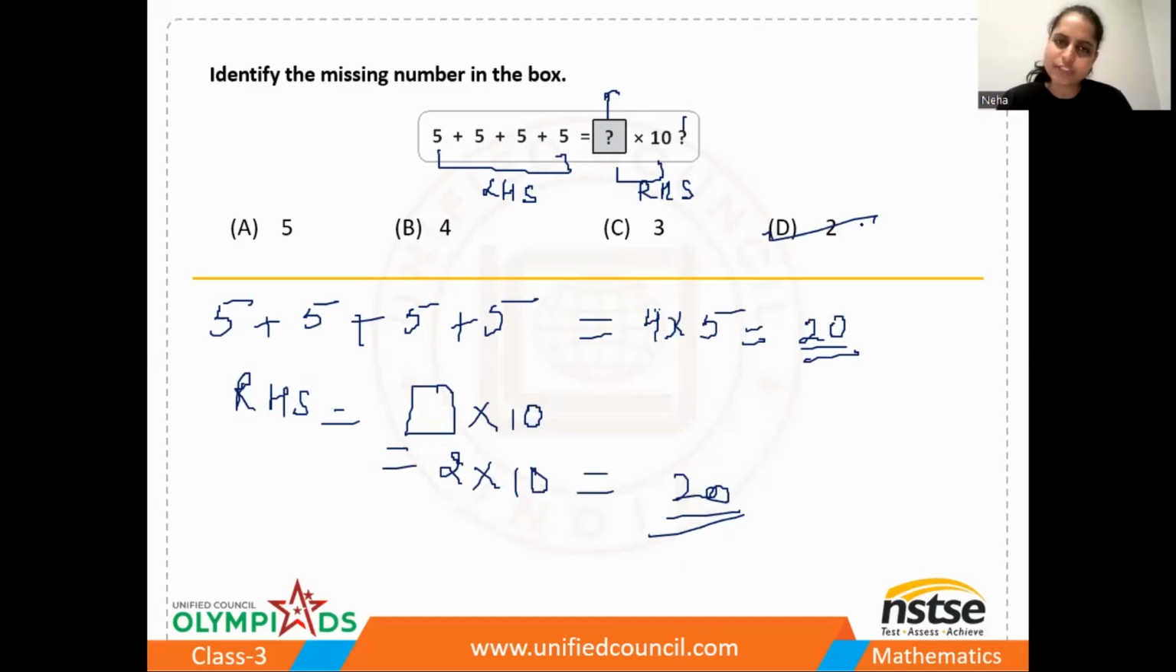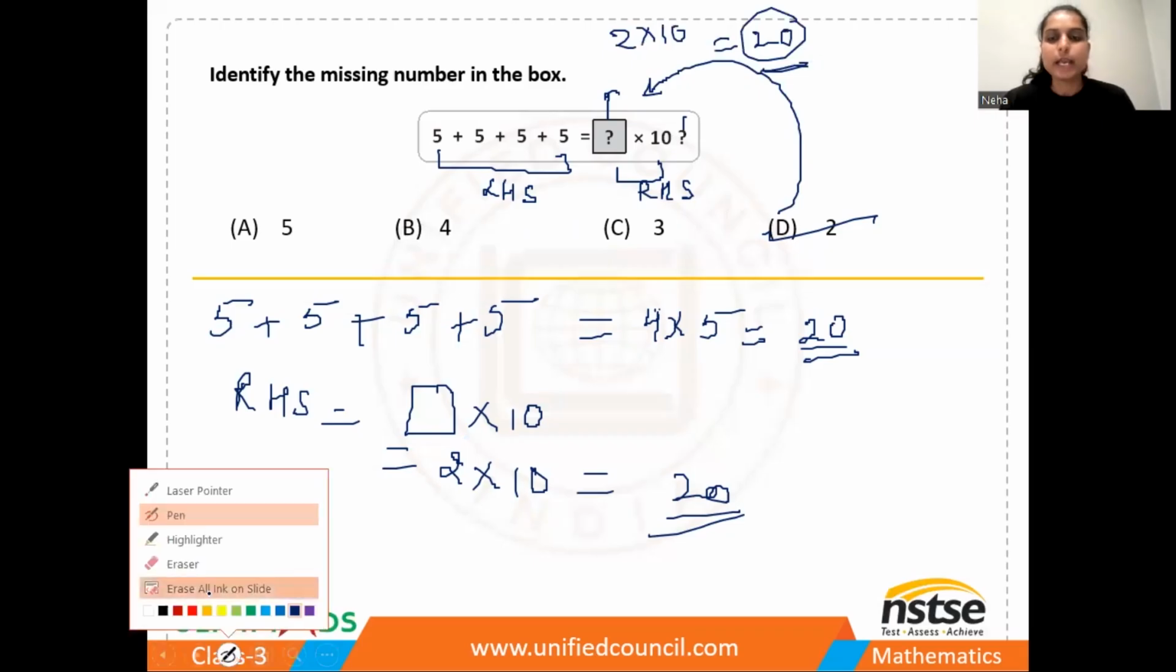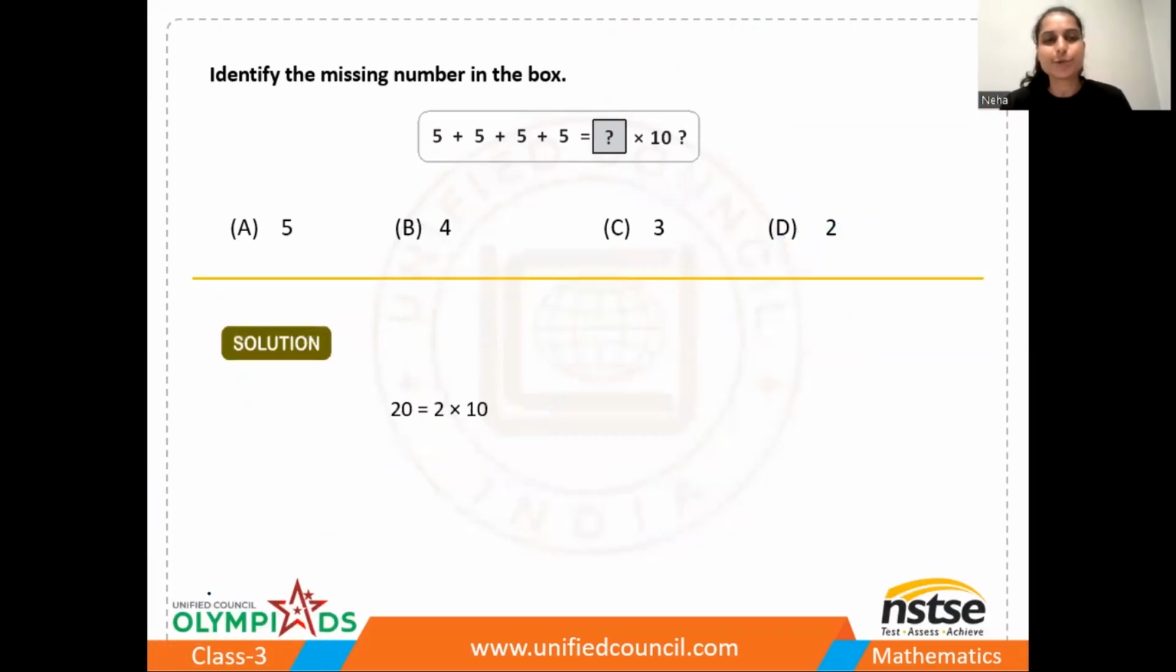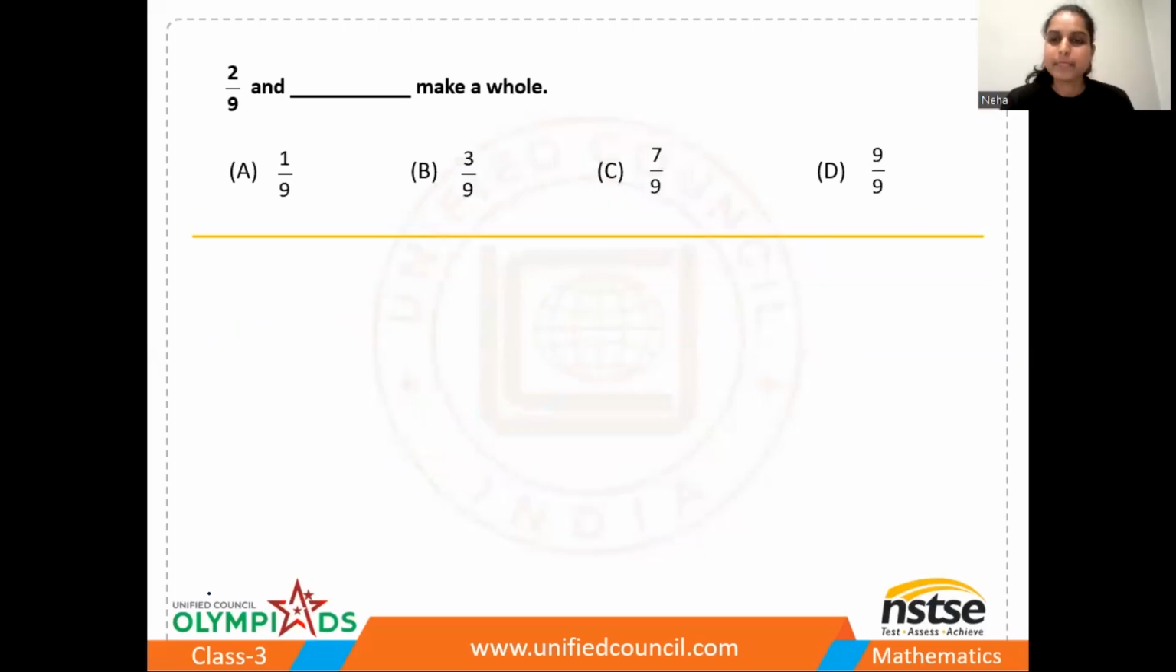Or you can just go with the option also. If I put the value 2 here, then it becomes 2 multiplied by 10, which is 20, which is equal to your LHS part. Perfect. Now let me show you the solution. Now the next question, here is the next question on the screen.